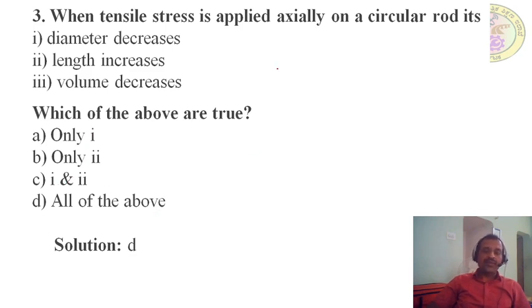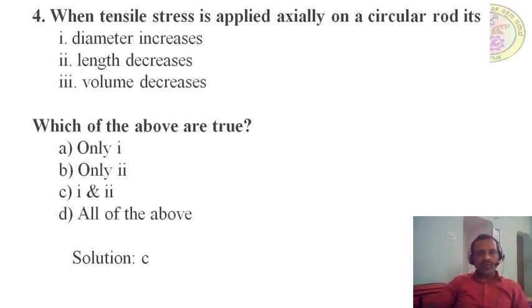As you know, when the load is applied axially, definitely the diameter decreases because length increases. When the length increases in one direction, as I said, the transverse dimension must decrease, right? The diameter decreases when the length increases. And if there is a decrease in the dimension, then definitely the volume also decreases. So the answer is all of the above.